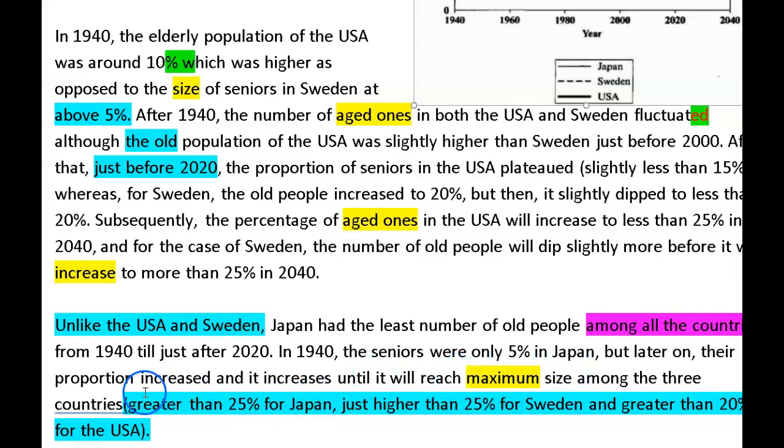But later on, their proportion increased, and it increases. There's increase like right next to each other, until it will reach. Is projected to use will too much to reach maximum size. No, that's not how we use maximum. Among the three countries. Again, we know what we're talking about there, and this last bit here is really confusing. It's not phrased correctly, and you don't need to include numbers for everything. You have to put some numbers in there. But you're not very good at reporting them accurately, so stay away from them once you've gotten them on the page.